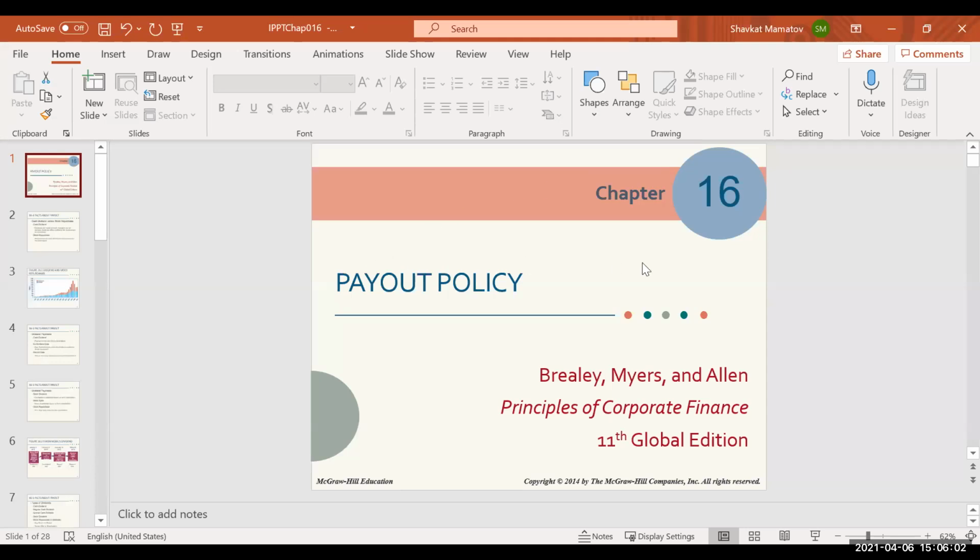So the payout policy: a company can pay its shareholders in two ways, either by paying a dividend from the profit, or by paying the shareholders in the form of share repurchases, that is, buying back the shares from the market. That's called share repurchase. The surplus cash is still distributed, still paid out.